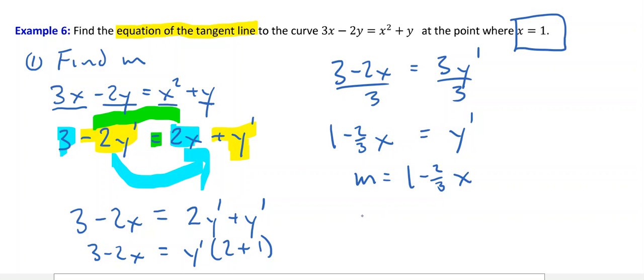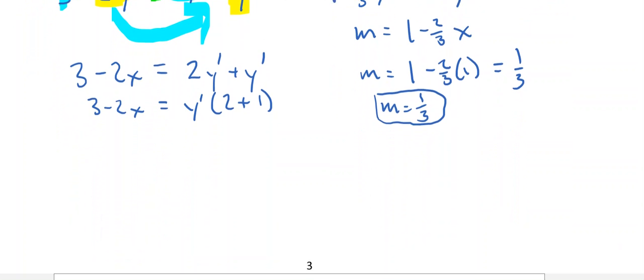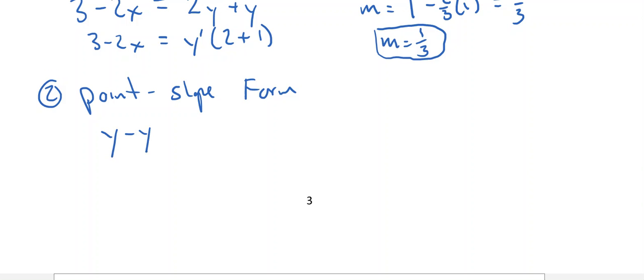So the slope is 1 minus 2/3 x at x equals 1. So we have to evaluate this at 1. So 1 minus 2/3 times 1. Well, 1 minus 2/3 is 1/3. So the slope of our line is 1/3. That's the first thing that we do when finding the equation of a tangent line. The next thing that we do is we go to the point slope formula, which we've used before, which is y minus y1 equals m times x minus x1.